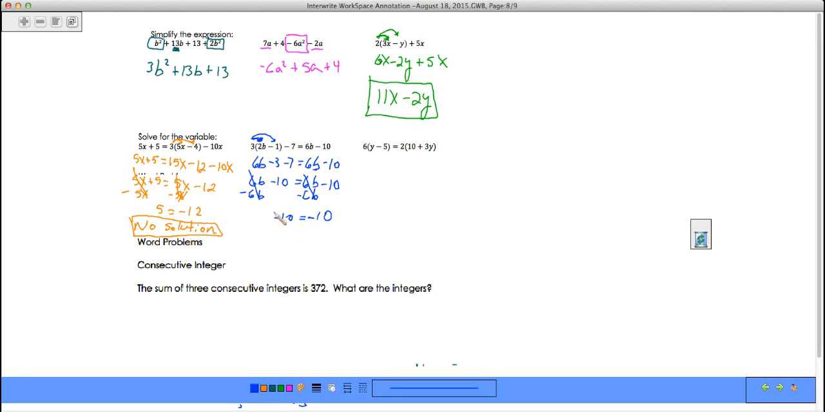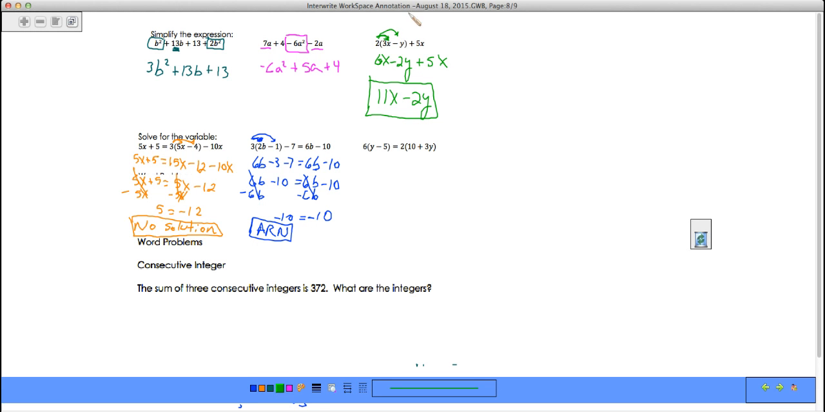Remember, if what we end up with is true and we get rid of the variable, then that means we have infinitely many solutions. Or we can say all real numbers.